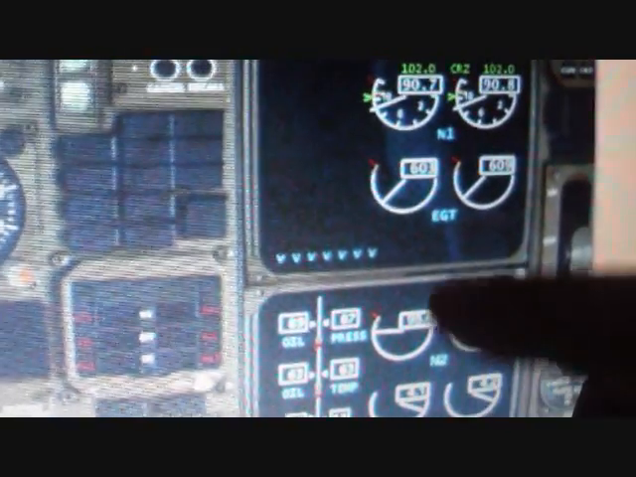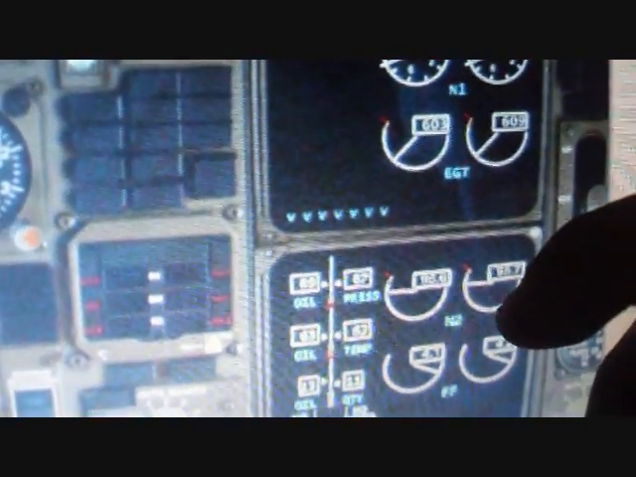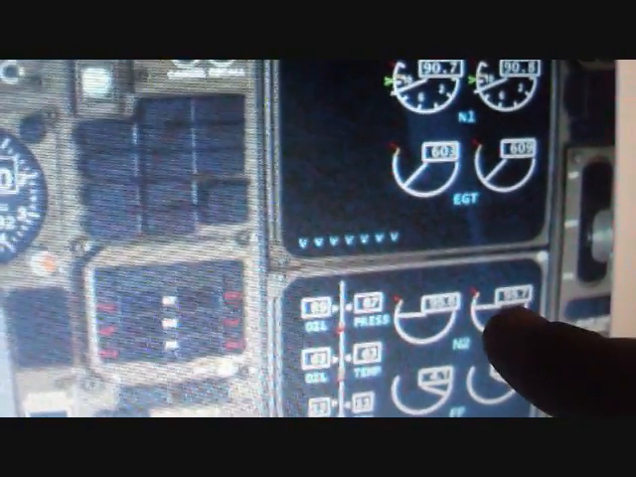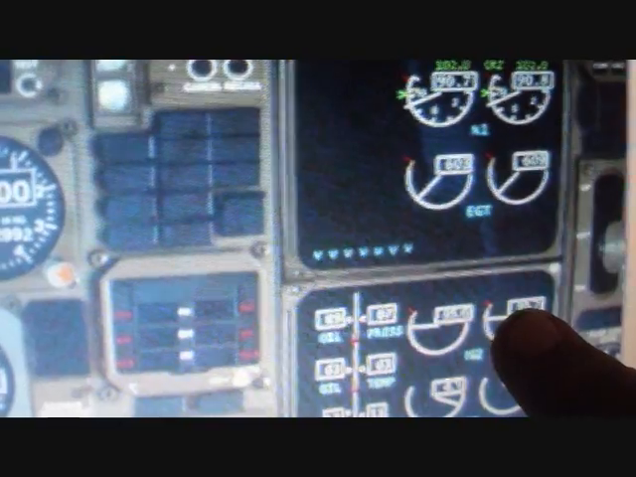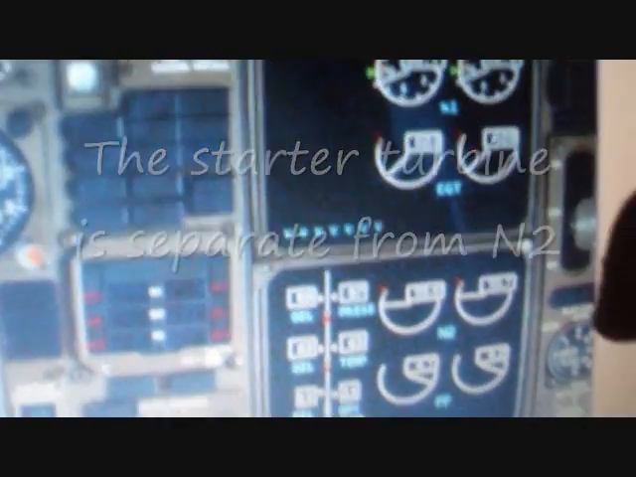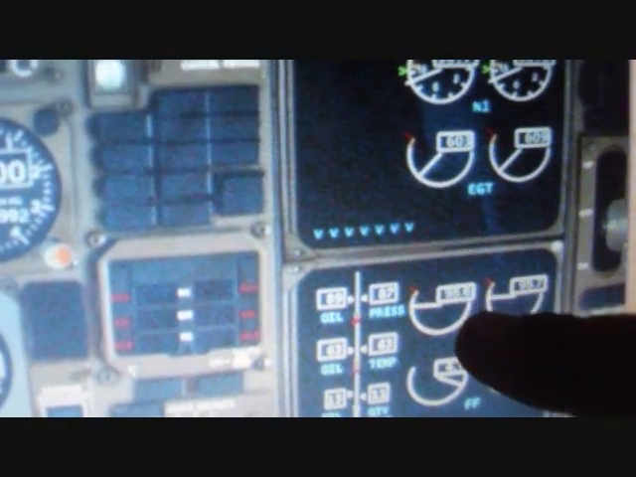N2 actually starts N1, and I'll show you that when we actually get to the starting part of this video. But this is what you look at. This is called the starter turbine, or the high pressure compressor. This is called the low pressure compressor. And this is what you look at when you're starting the engines.